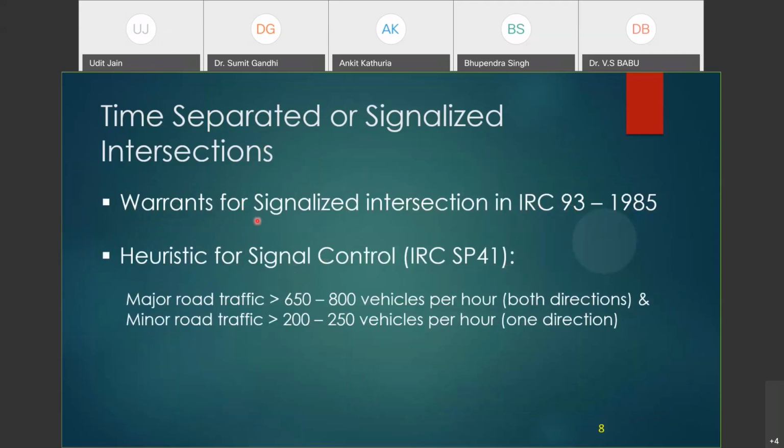These warrants and heuristics say that if the major road traffic is greater than 650 to 800 vehicles per hour and the minor road traffic is greater than 200 to 250 vehicles per hour, we can go for a signalized intersection. If these two criteria are not met, then the location does not qualify to be a signalized intersection. It will have to be a priority control or an uncontrolled intersection.